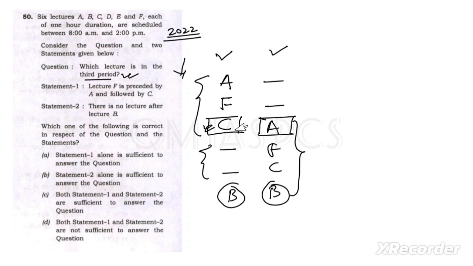So what I'm trying to say is we are getting two answers. We are getting A as well as C. We are not getting the exact answer. So if you are not getting the exact answer, how can we say we are getting the answer? That's why we can say we tried both statements together but we are not getting the answer. So both statement 1 and statement 2 are not sufficient to answer the question, so this will be your correct option. Is it clear?